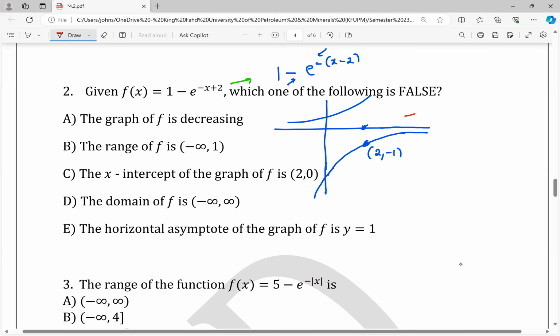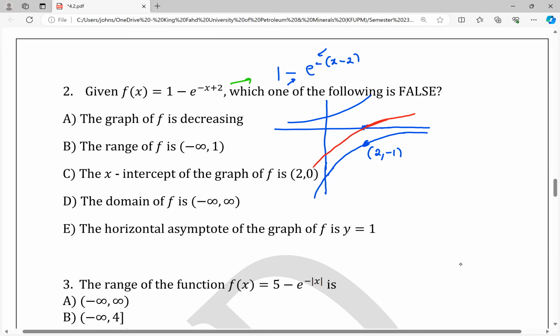It's going to cut at 2, because you are moving this point here. So it's going to cut here, somewhere here. But what is our horizontal asymptote? Our horizontal asymptote is still the line y is equals to 1. So you have this one, this way. Okay, so the red one is our f of x. So this is our f of x.